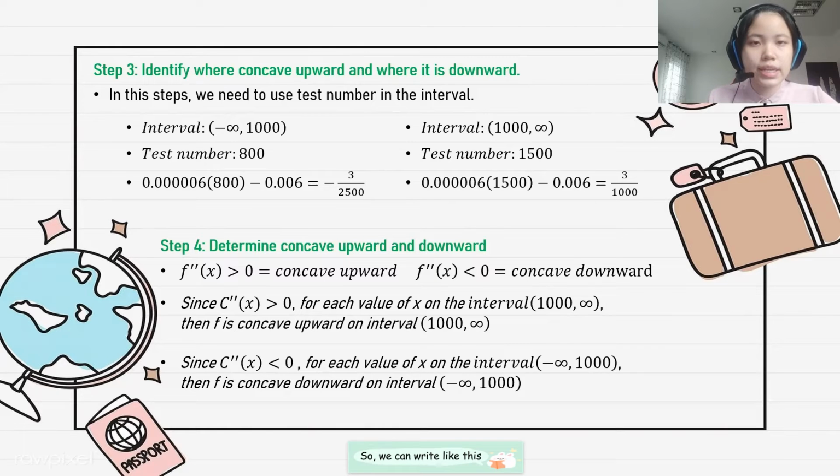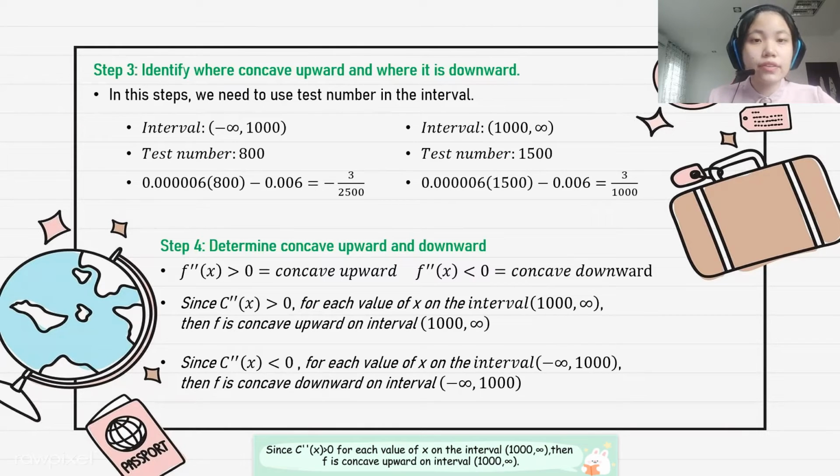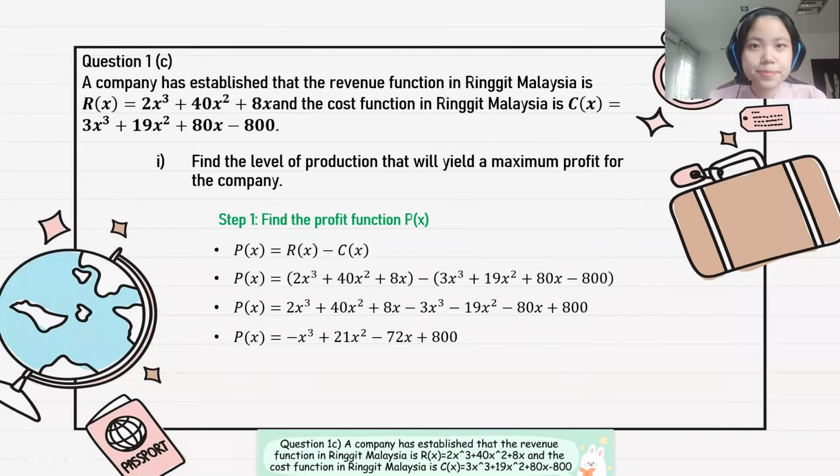So we can write the answer like this. Since the second derivative of the cost function is greater than 0 for each value of x on the interval 1000 to positive infinity, then f is concave upward on the interval 1000 to positive infinity. Since the second derivative of the cost function is less than 0 for each value of x on the interval negative infinity to 1000, then f is concave downward on the interval negative infinity to 1000.